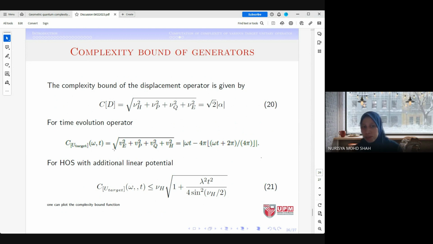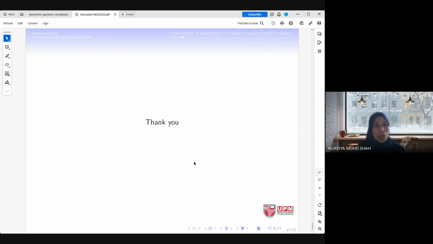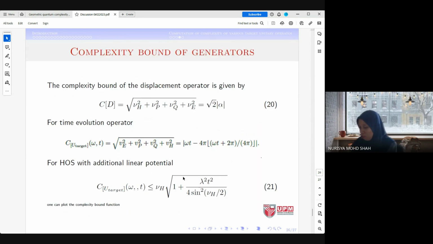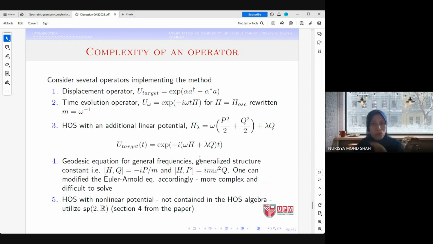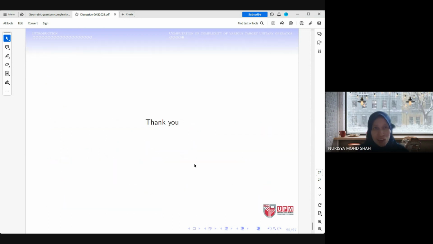And they plot the complexity bound function with respect to the parameter, which I didn't put here. That would be the end of my talk. But for section 4 on more generalized other operators, they also have the inverted harmonic oscillator. That one I have not covered, so I didn't put it here. Maybe later on we can have a look and continue with that. So that is the end of my talk. Thank you.